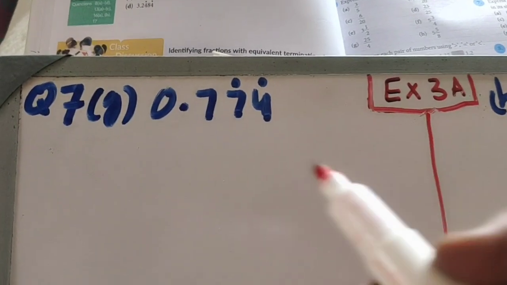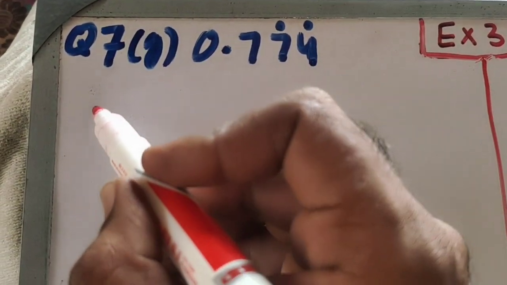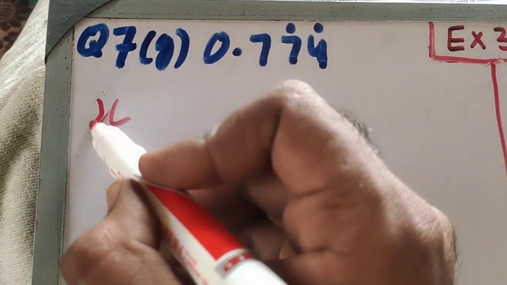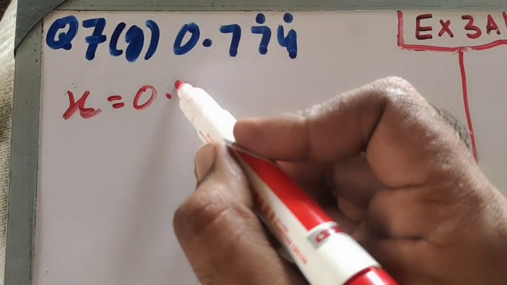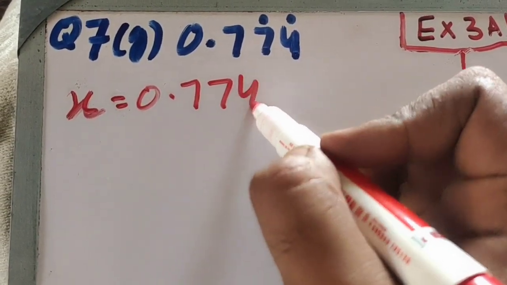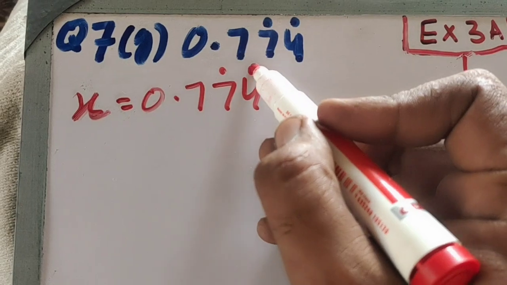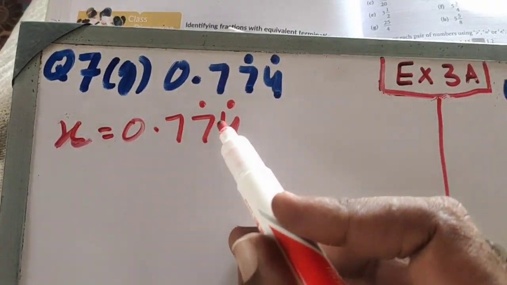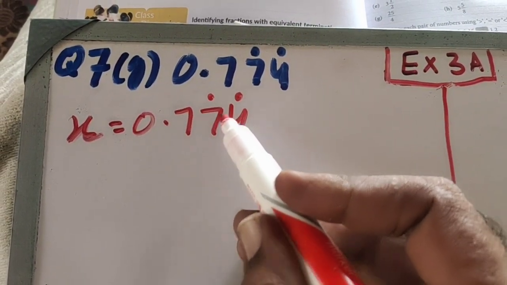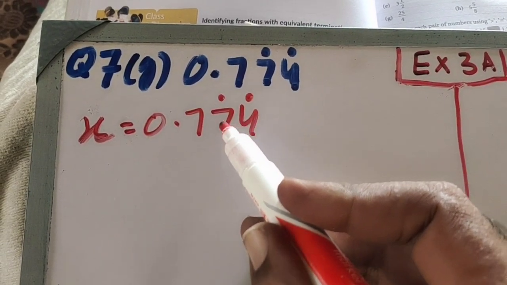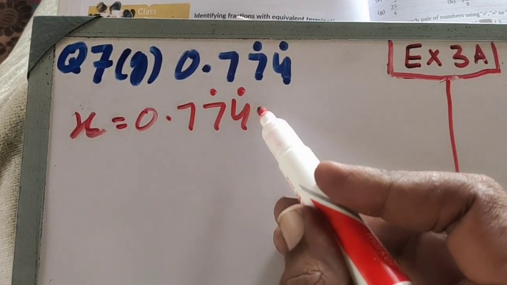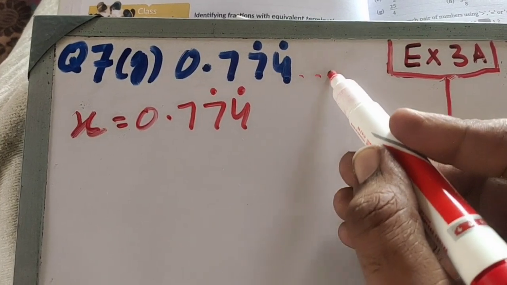So first of all, we will take x equal to the given recurring decimal, 0.774 with the dot on 74. It means that this pattern is repeating. This is a non-repeating number and this pattern is repeating. So it becomes 0.774, 74, 74 and so on.